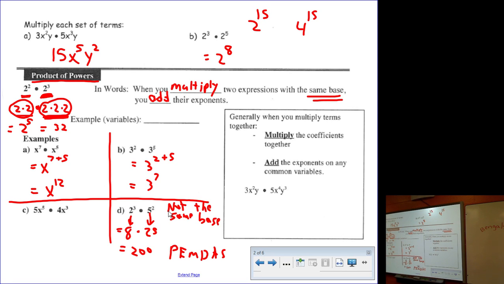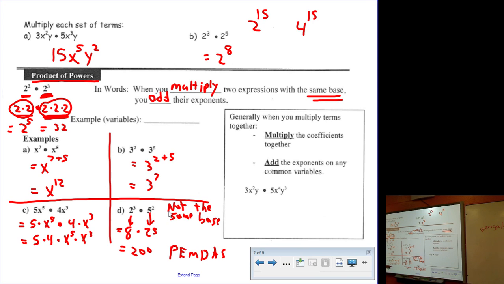And then last up, letter C. I am multiplying these things together. Well, let me show you something here. If you break these apart and you write this as 5 times x to the 5th times, and you write the 4x to the 3rd as 4 times x to the 3rd, what you really have here is 4 things multiplied together. And when you are just multiplying things together, you are allowed to rearrange the order they're being multiplied in. This would go ahead and equal 5 times 4 times x to the 5th times x to the 3rd.